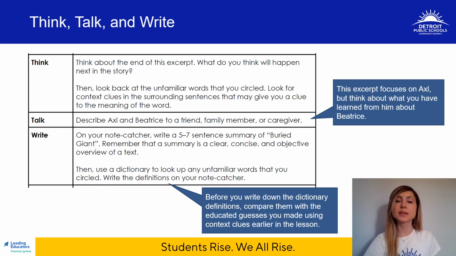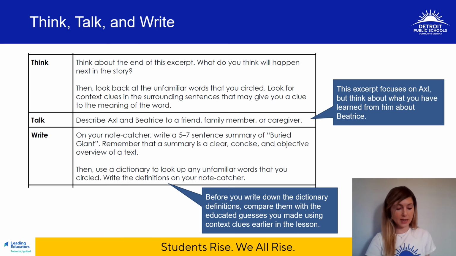Finally, you'll move on to your daily writing. First, you'll write a 5 to 7 sentence summary of the text in your note catcher. Remember that a summary is a clear and concise overview of the text. You'll end by writing the unfamiliar words from your reading, looking up the definitions on your device, and comparing them to the guesses that you made during the earlier part of the lesson. And then write those words and definitions in your note catcher. Again, it's really important that you try to figure out the meaning of the word ahead of time because this is a really marketable skill that you might need.